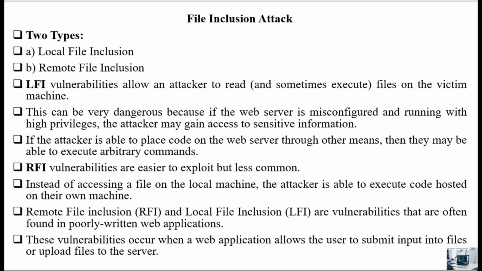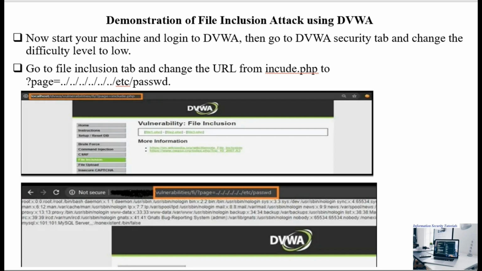It's time for the practical part of this tutorial. Let's start demonstrating file inclusion attacks using the DVWA. If you don't know how to get DVWA in your virtual lab, please take a quick look at our previous tutorials on how to set up your home virtual lab environment. Now start your virtual machine and log into DVWA, as shown in the figure below, then go to the DVWA Security tab and change the difficulty level to low.